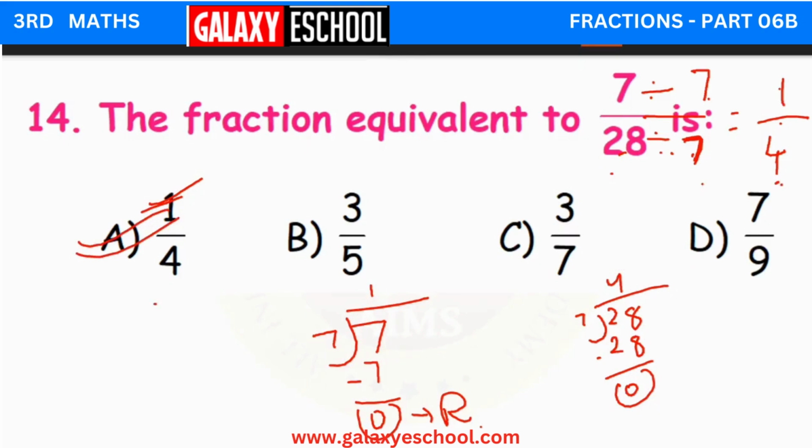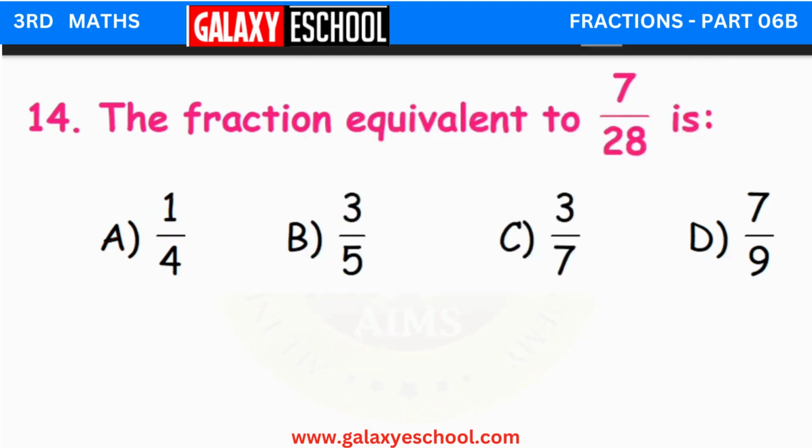Okay, so if this was our wrong answer, then you should move on to the next option to find out, children. But luckily, we got option A as the correct answer. Understood how we did this? We divided the numerator and denominator by the same number 7 here to get our equivalent fraction 1 by 4.